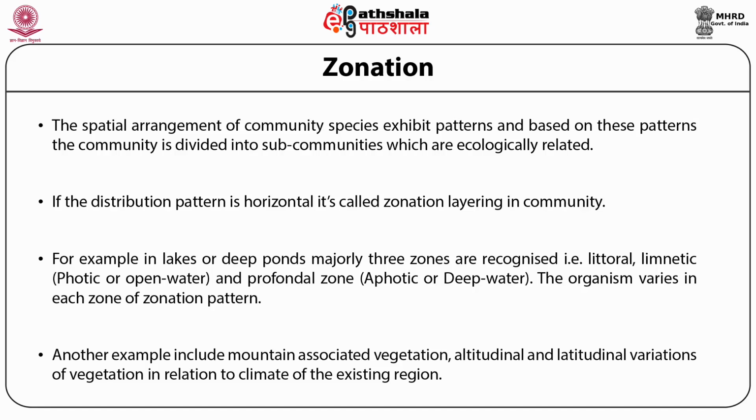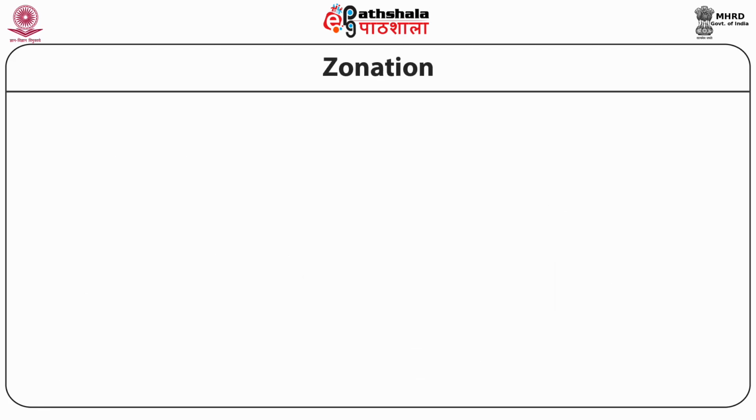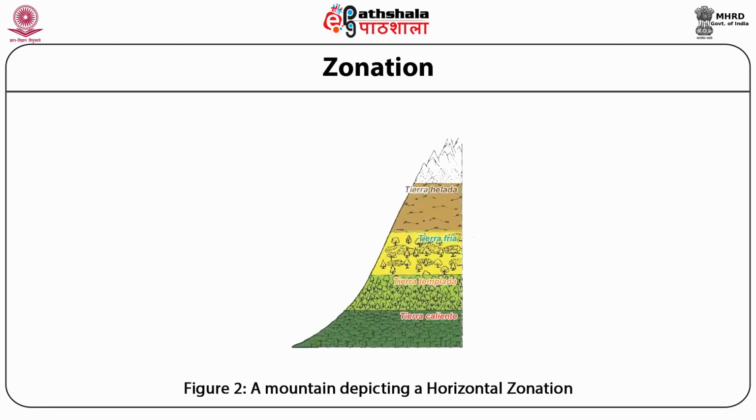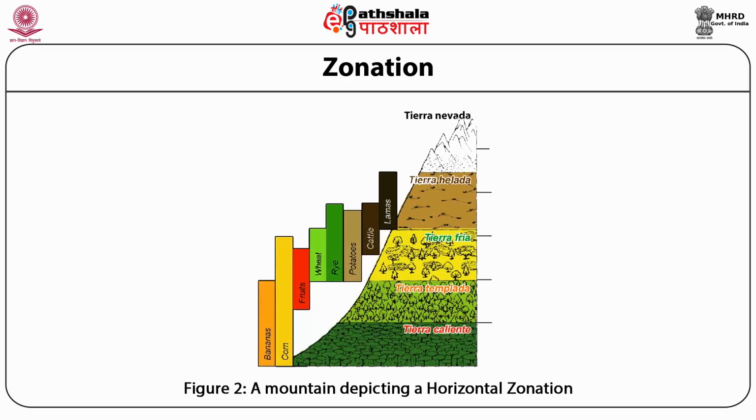Another example includes mountain associated vegetation. Altitudinal and latitudinal variations of vegetation are in relation to the climate of the existing region. This figure represents a deep lake depicting a horizontal zonation. This figure represents a mountain depicting a horizontal zonation.